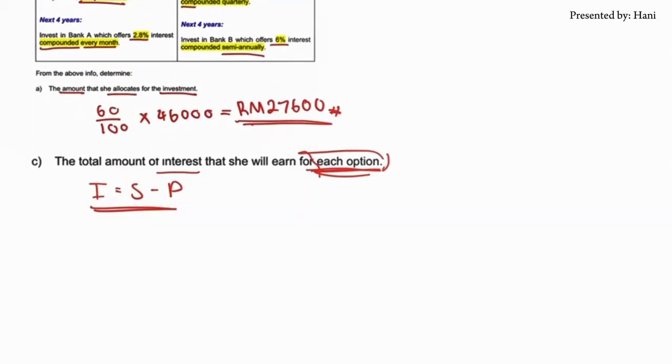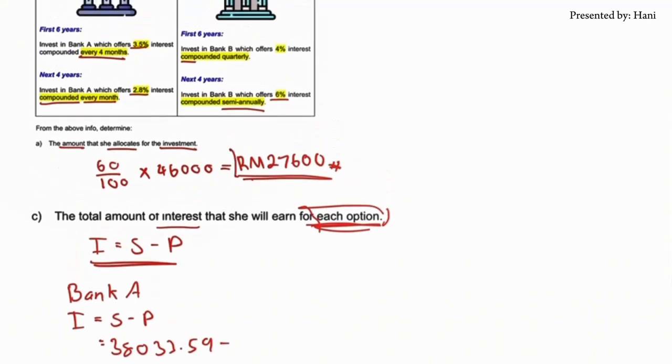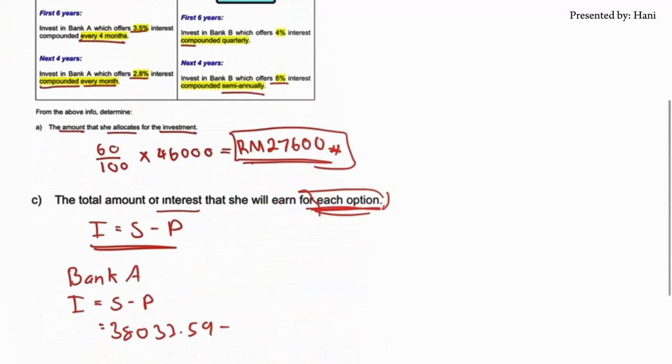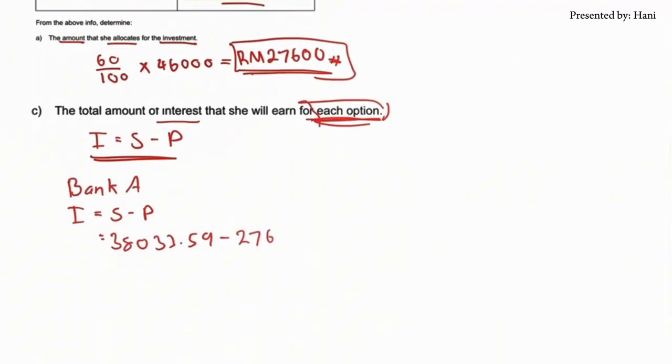Okay, let's go ahead and do bank A first. Bank A, put the formula I equals to S minus P. Okay, so S is the value that you found in question B, which is 38033.59 minus P. P is the value you found in question A, the amount that she allocates for the investment scheme. So 27600. Press your calculator and you would get RM10433.59. That is the amount of interest for bank A.